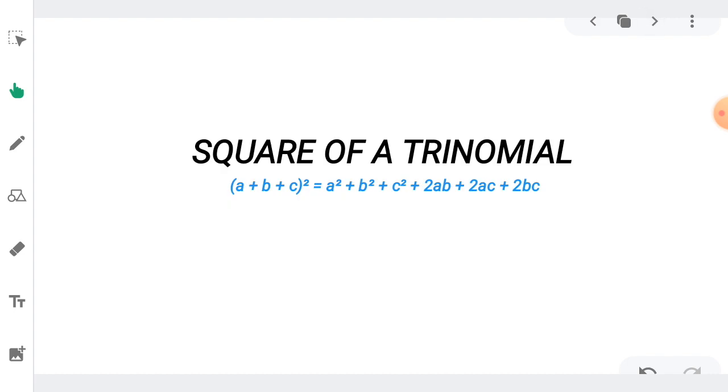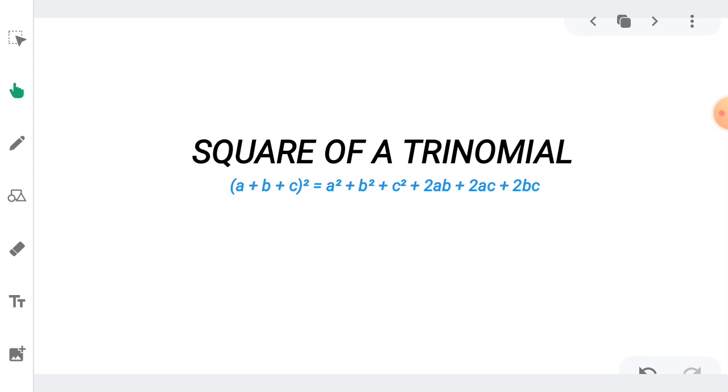Next is the squaring of a trinomial. In squaring a trinomial, it is in the form of a plus b plus c squared. So, a plus b plus c squared is equal to a squared, square the first term, b squared, square the second term, c squared, square the third term, plus twice the product of the first and second term, which is 2ab, plus twice the product of the first term and last term, which is 2ac, plus twice the product of the second term and the third term, which is 2bc.